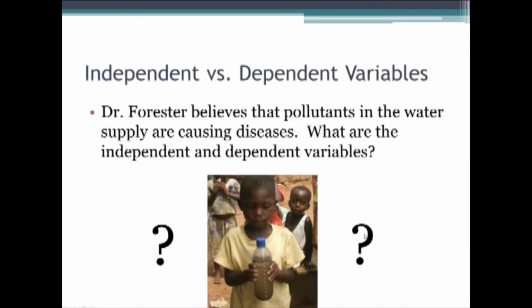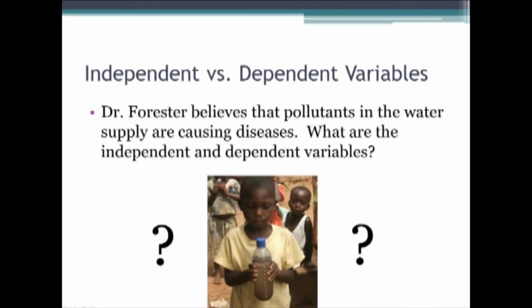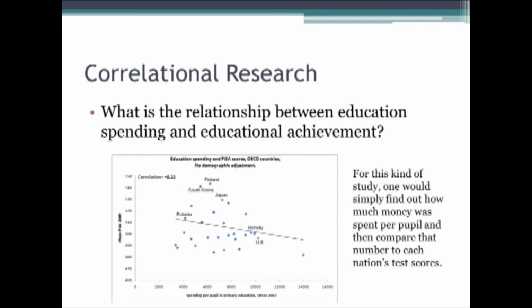So if we're interested in, say, Red Bull and hyperactivity, in an experiment, we'd be manipulating the amount of Red Bull. So we could give Red Bull to some children and then look at their behavior. In a correlational study, we would not be manipulating that. We would simply look to see, okay, this kid drinks a little Red Bull, he's not that hyperactive. This other kid happens to drink a lot of Red Bull, this kid is hyperactive, but we didn't actually change that ourselves.